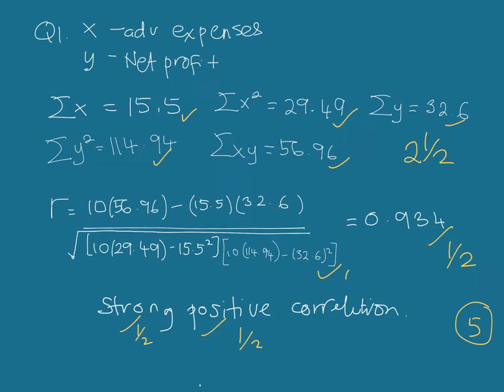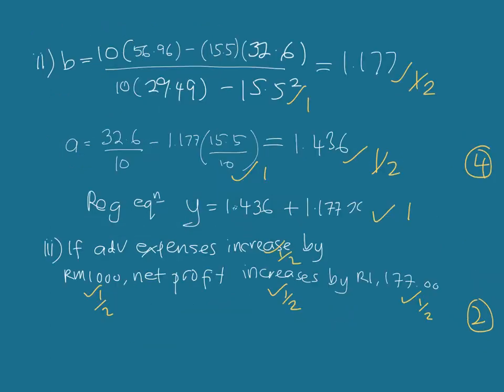Then put all the summations into this formula, and put them correctly. So you get another 1 mark here. And the answer is 0.934. You get another half a mark here. The interpretation of R is that the correlation between advertising expenses and net profit is a strong positive correlation.